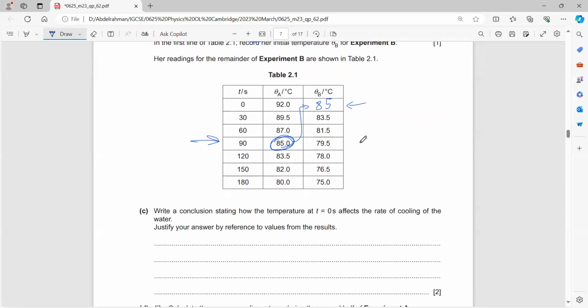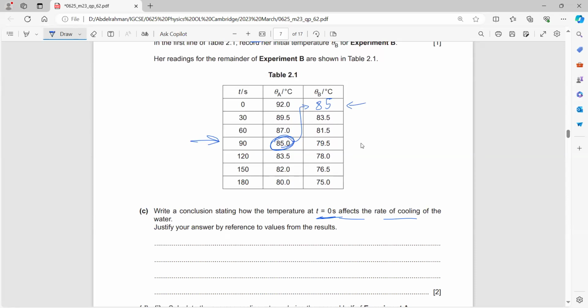Okay, write the conclusion stating how the temperature at T0 affects the rate of cooling of the water. Can I find the rate of cooling? Yes, I can find it. How does the initial temperature affect the rate of cooling? We already know the answer to this question. How does the initial temperature affect the rate of cooling?